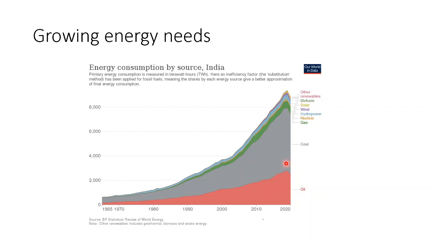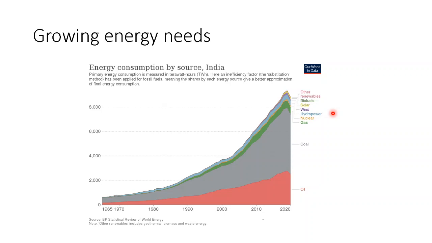So if we see the growing energy needs of India, why is there a need to find a non-conventional or alternate energy source? Because if we see the growing need for energy from 1965 to 2020, you can see a great increase in the requirement. In 1965, the oil consumption was very low. If you observe 2020, it has crossed 2000 tons of oil equivalent energy. Same for coal, you can observe it has increased to a great extent, with a great amount.